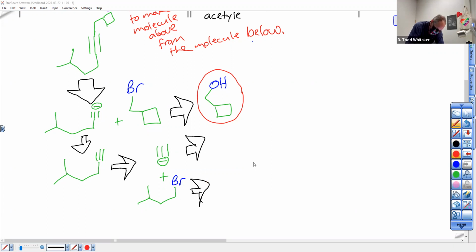Red circle for acetylene. Do I have to go back to the previous one? Where does the conjugate base of acetylene come from? I gave you the answer. It's an acid-base reaction of acetylene.